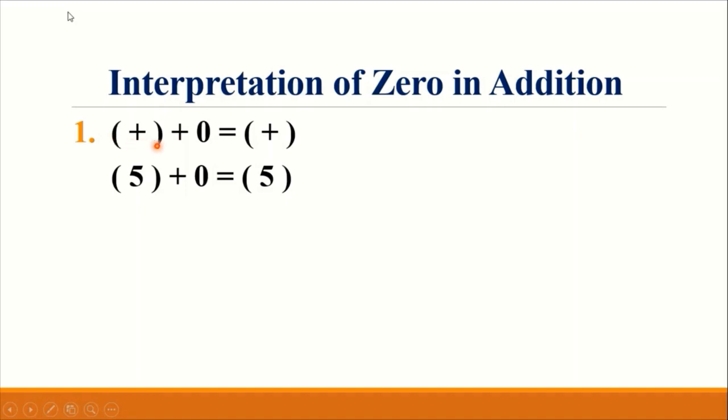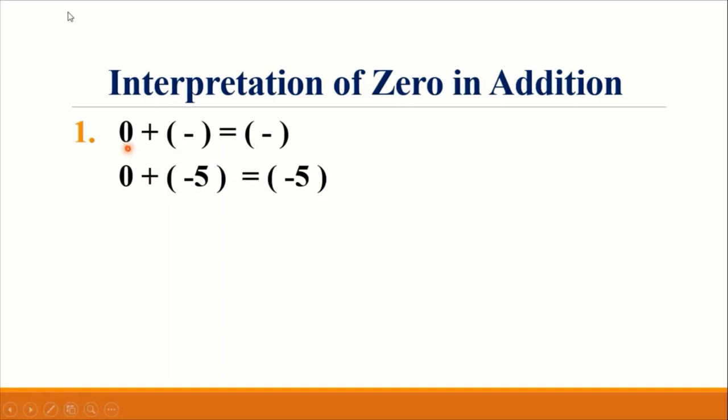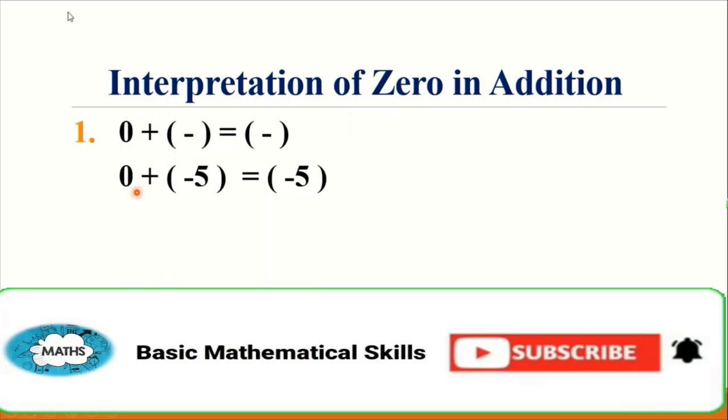When 0 is added to any positive number, answer will be always positive. For example, 5 plus 0 is equals to 5. When any negative number is added to 0, answer will be always negative. For example, 0 plus minus 5 is equals to minus 5.